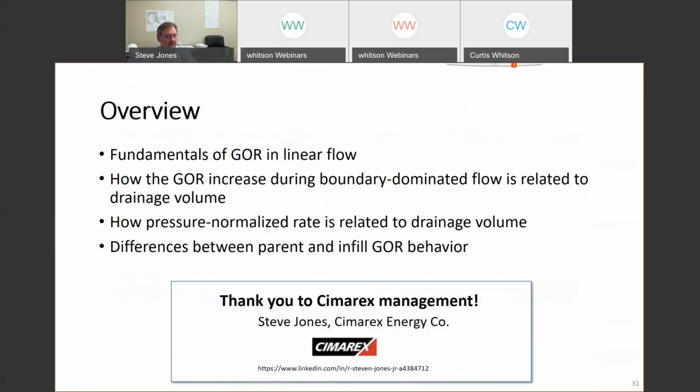Okay, so we have covered the fundamentals of GOR and linear flow, how the GOR increases during boundary dominated flow, and how that's related to drainage volume. We've talked about how pressure normalized rate is related to drainage volume, and how you can use it to diagnose the size of reservoir your well is accessing. And we've discussed the differences between parent and infill GOR behavior. And we've also talked about the need to be very humble when you're doing spacing tests, because you always learn a lot as you drill on different spacings about what you should do the next time.